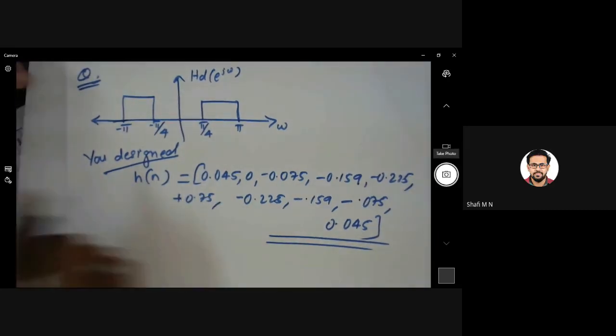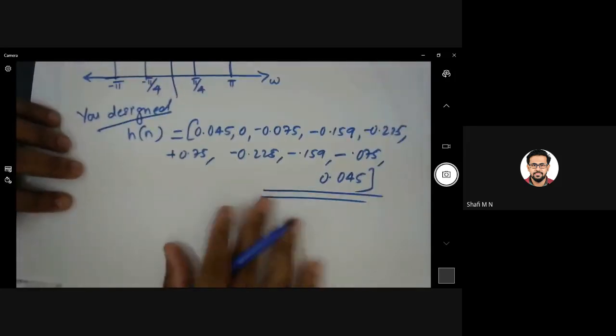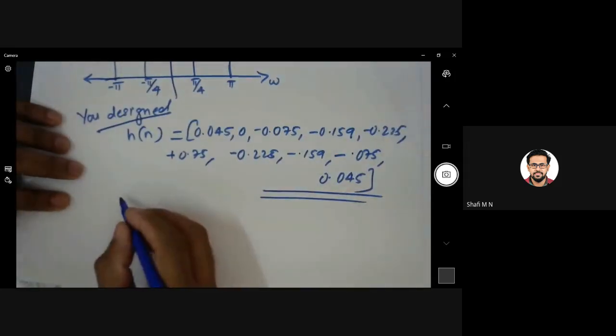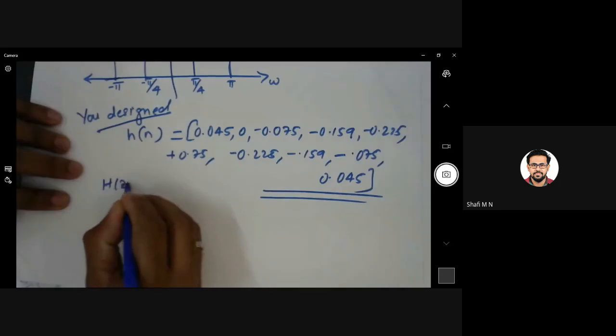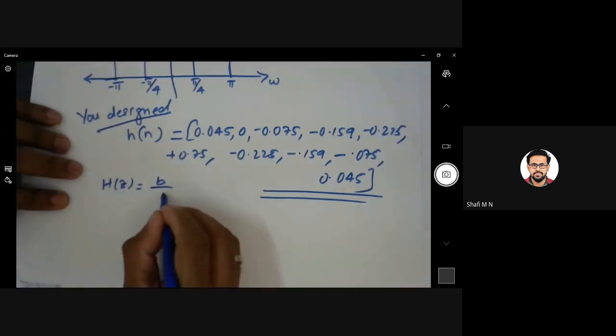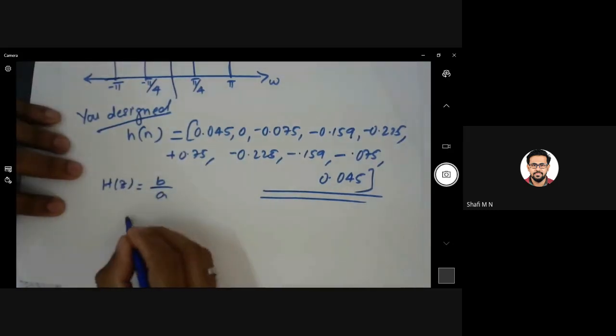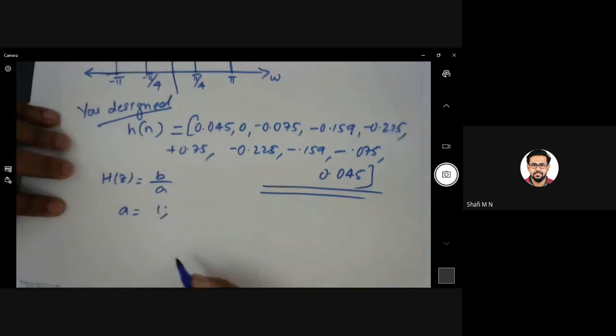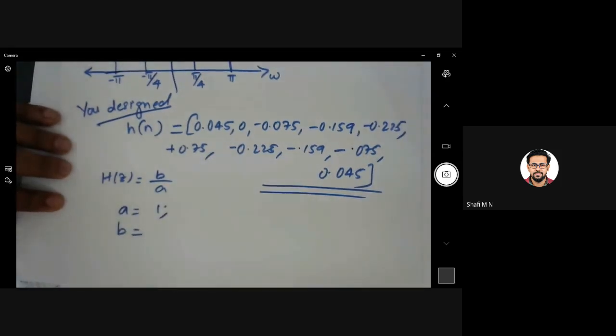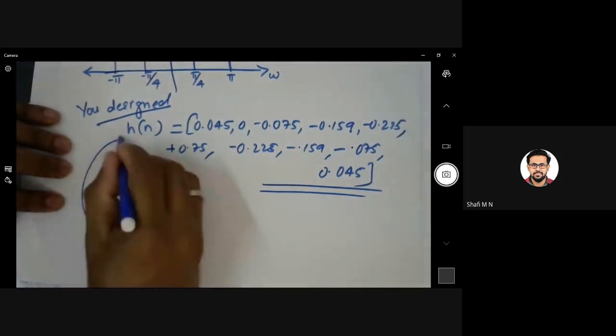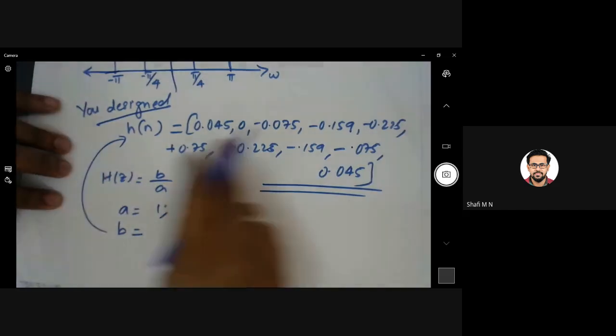For MATLAB, you need the transfer function. H of z is b by a, right? For an FIR filter the a value is always 1. What is your corresponding b value? The B value is exactly this matrix.